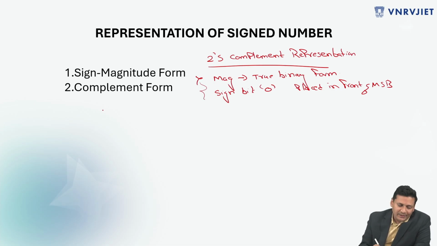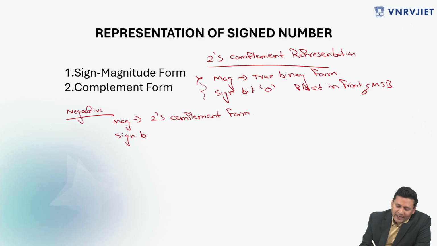Now, coming to the second one, the negative number. If the given number is negative, the magnitude will be represented in its two's complement form. Clear? The magnitude will be represented in its two's complement form, and we will place a sign bit 1 in front of the MSB.